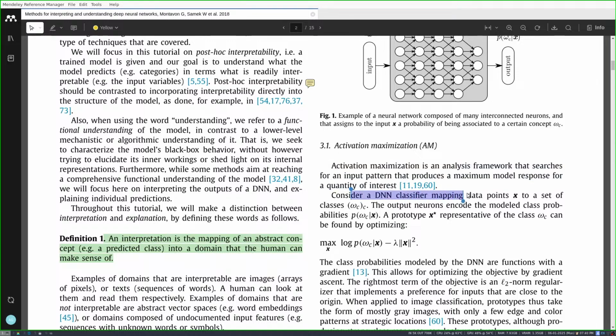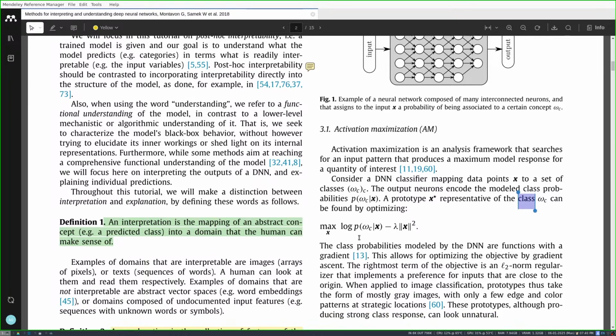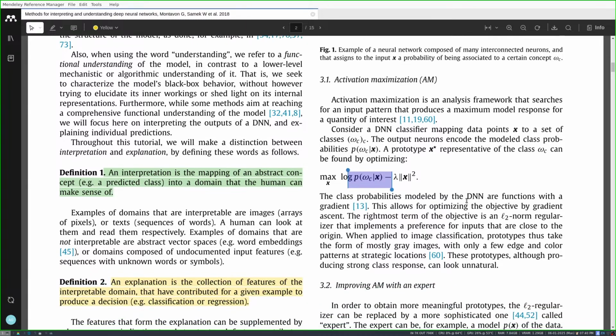Consider a deep neural network classifier mapping data points X to a set of classes. The output neuron encodes the model class probabilities. The prototype X star representing the class WC can be found by optimizing the maximized log probability. The class probabilities modeled by the deep neural network are functions with a gradient. This allows for optimizing the objective by gradient descent.